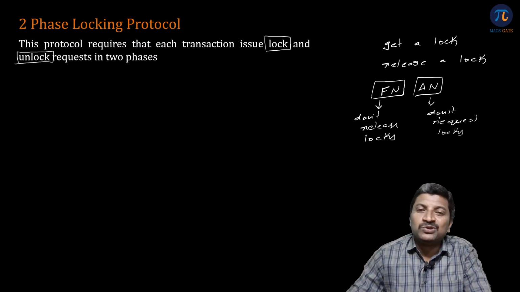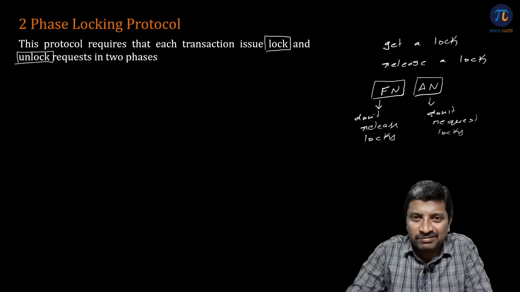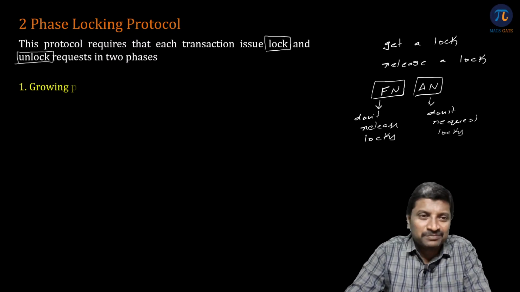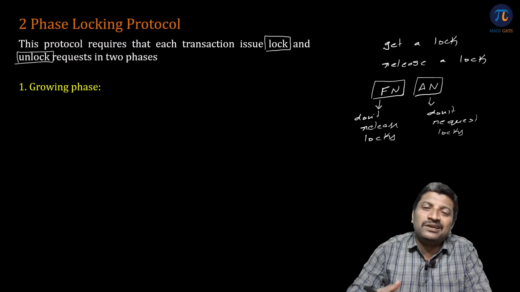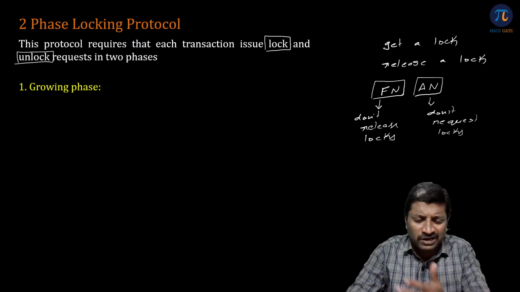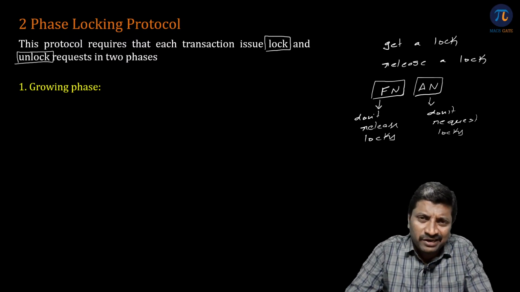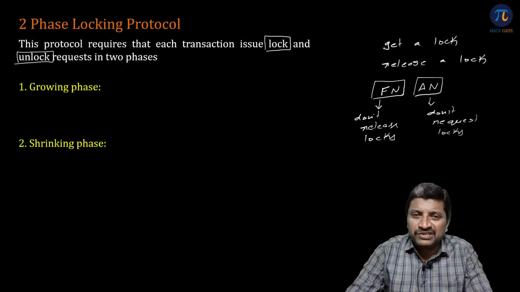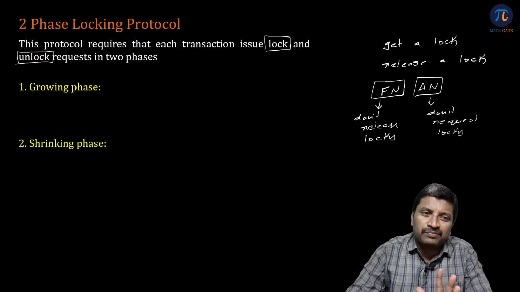Now the question is, what is forenoon, what is afternoon? We know what forenoon and afternoon are, but how can transactions have this forenoon and afternoon? Instead of forenoon and afternoon, they gave two technical terms. One is the growing phase. In our case, it is forenoon. So he can get any number of locks and he can do work also. At the same time, he can work on the data items and he can request any number of locks. The other is the shrinking phase. Here, he can release the locks, but he should not request a lock. That is the meaning of growing phase and shrinking phase.